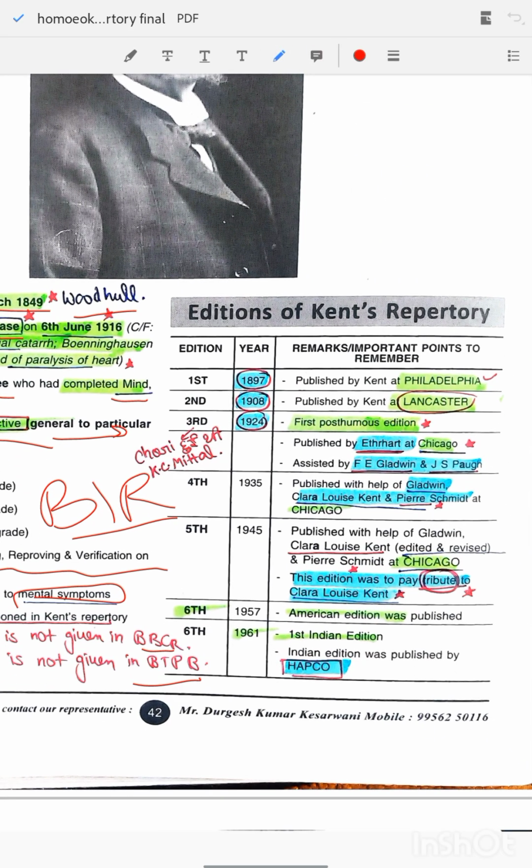Now let us look at the editions of Kent repertory. First edition of Kent repertory was published in the year 1897, published by Kent himself at Philadelphia. Second edition was published in 1908 by Kent at Lancaster. Third edition was the first posthumous edition in 1924, published by Ehrhart at Chicago, assisted by Gladwin and Pugh.